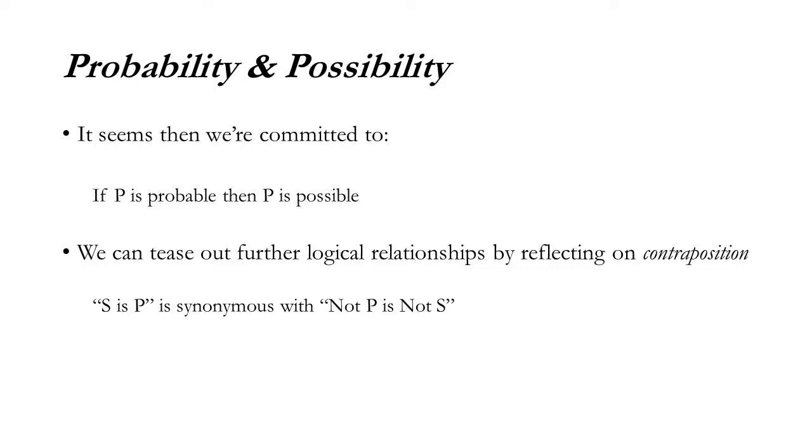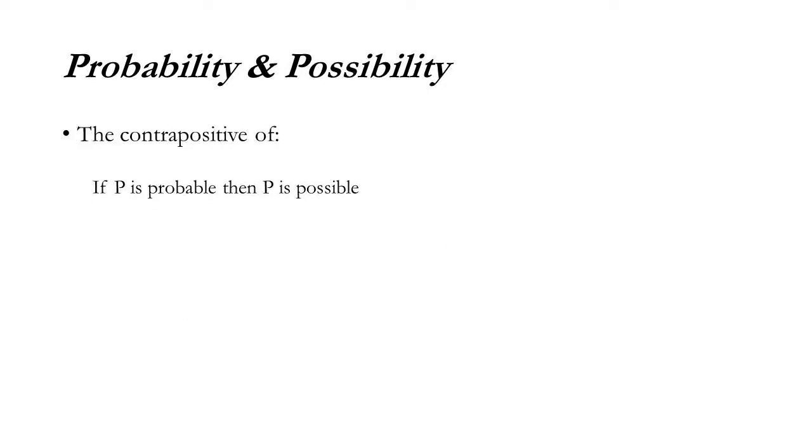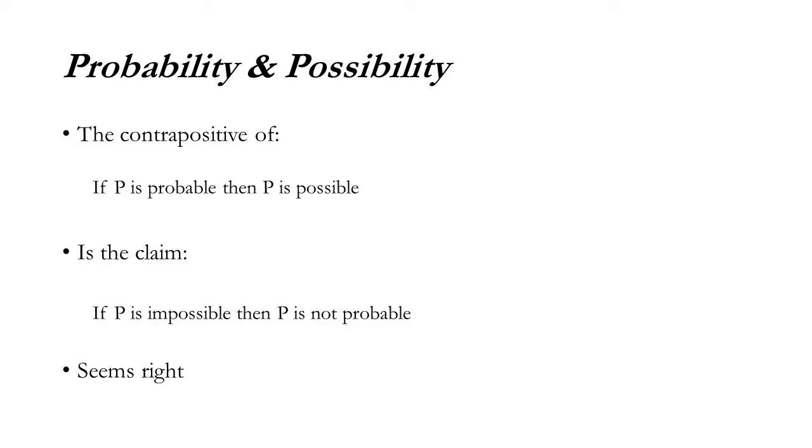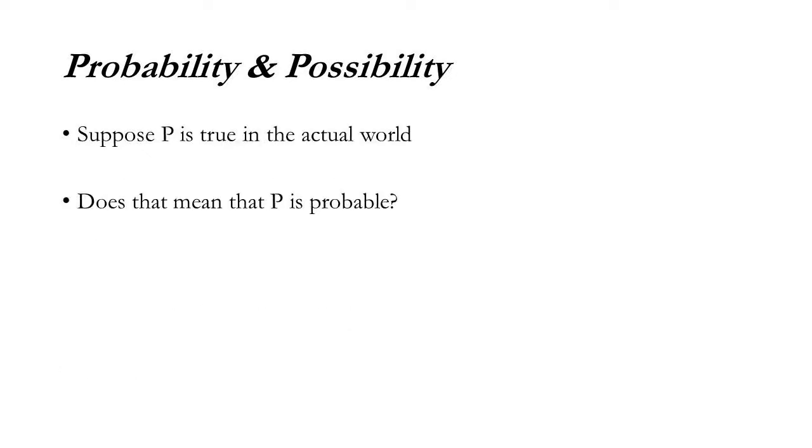We can tease out further logical relationships by reflecting on contraposition. Remember what that is? We just take the if-then, we flip it around. Or we take the two things that are related and we flip them around and put negations in front of them. So remember, S is P is synonymous with not P is not S. The contrapositive of if P is probable, then P is possible is if P is impossible, then P is not probable. That seems right.